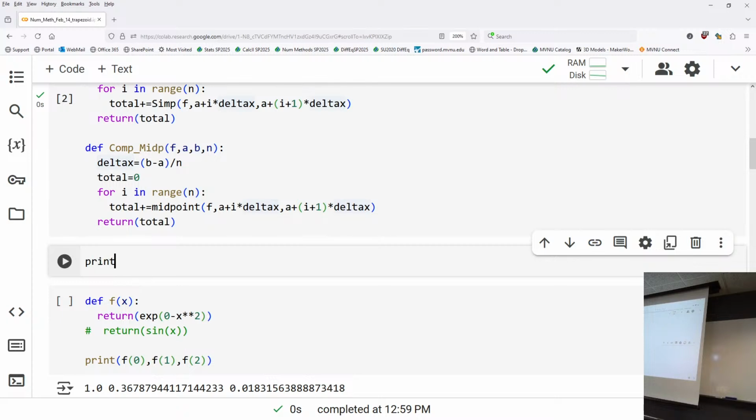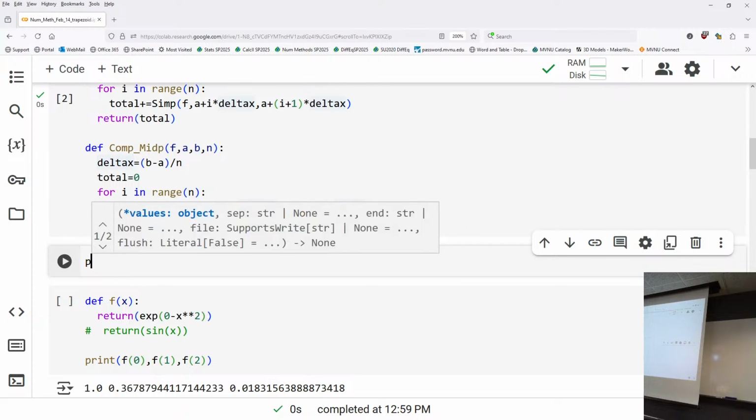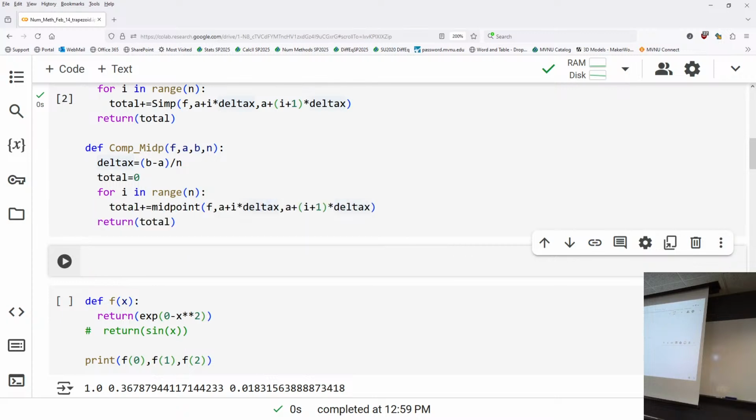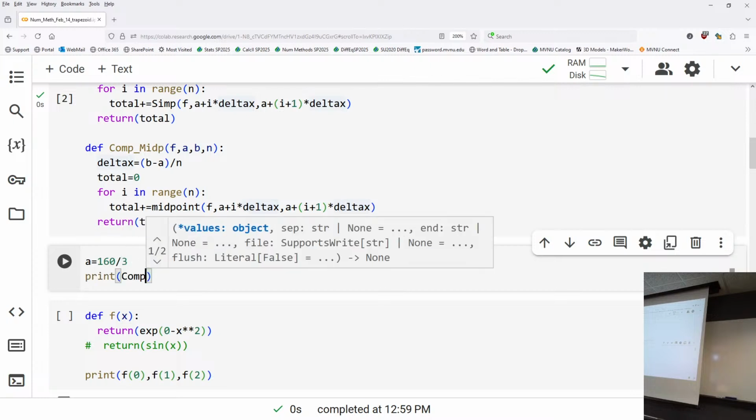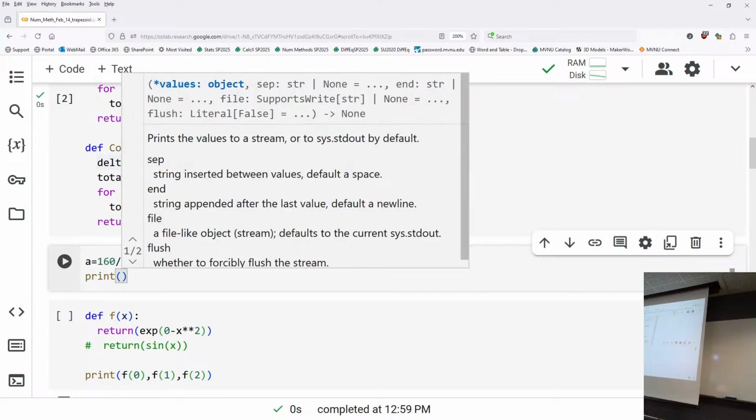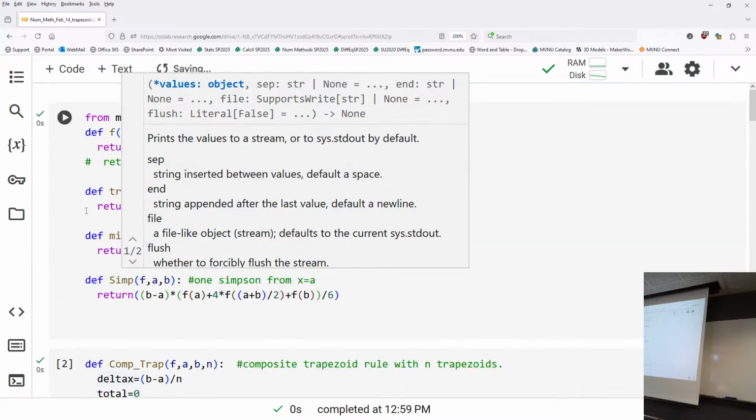So basically they just want us to, oh, here, just a minute. Let's do this. Let's call this A. A is equal to 160 thirds. Okay, that's better. Okay, so we're going to do this. Print. We're going to do the composite. Oh, I need my function to be defined. Sorry, let's go up here.